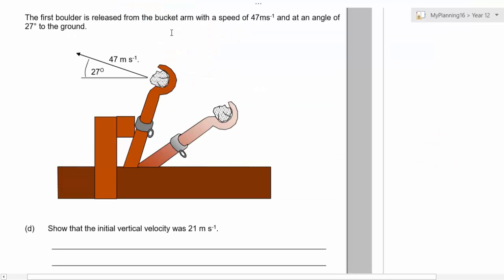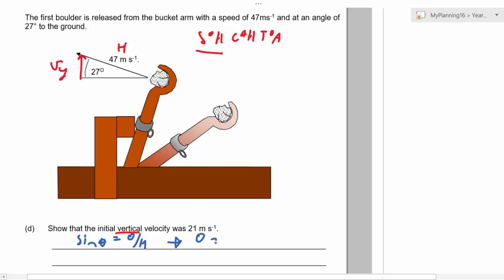The first boulder is released from the bucket arm with a speed of 47 meters per second at an angle of 27 degrees to the ground. Show the initial velocity is 21 meters per second in the vertical direction. So I'm looking for this end of my triangle. So I'm looking for Vy. And so if I was to label my triangle, I've got the hypotenuse and I've got the opposite. And so I've got SOHCAHTOA, I've got the opposite and I've got the hypotenuse. And so I'm going to use this one. So sine theta equals opposite over hypotenuse. I'm looking for the opposite, so it becomes opposite equals h sine theta. The opposite is actually Vy. The hypotenuse is actually V.